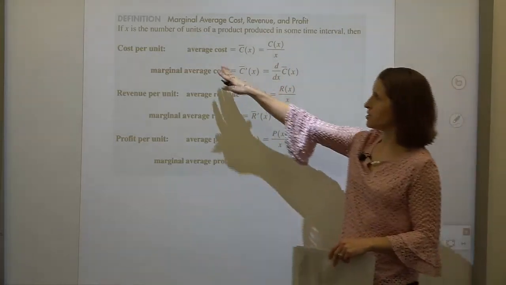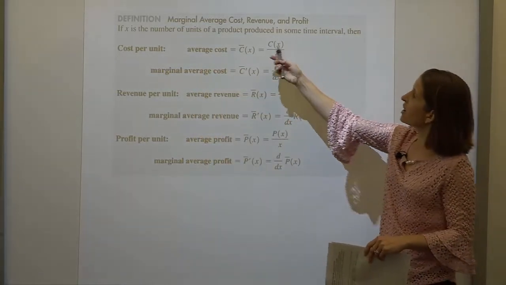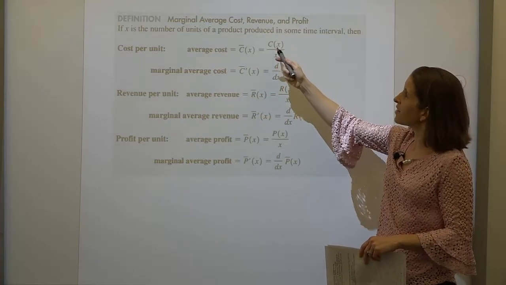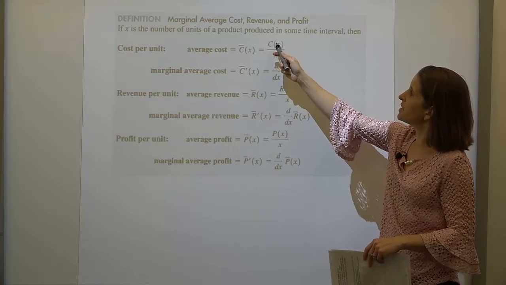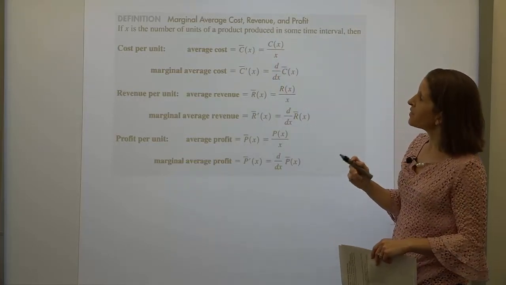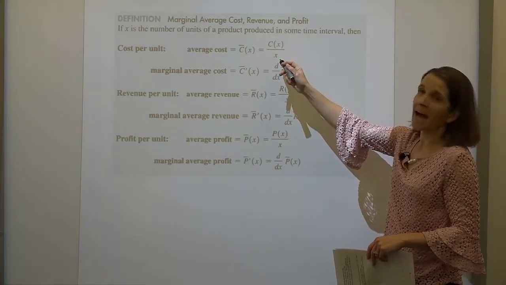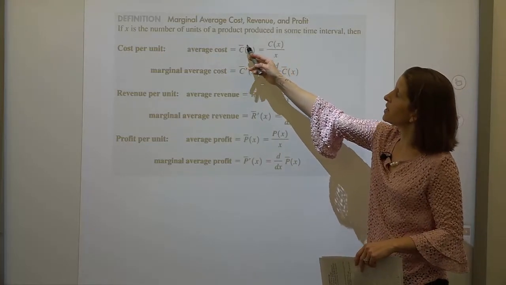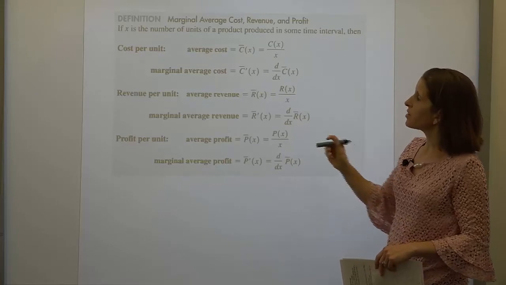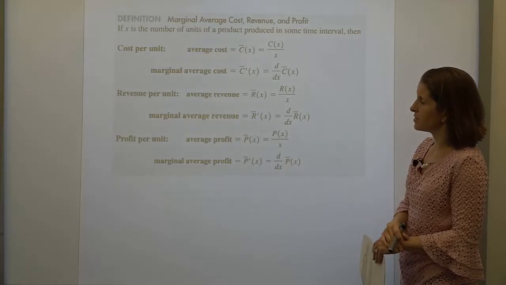So be careful. There's no adding things up and dividing by 2 here, okay? This is saying if it costs that much to make 10 things, right, then on average, so I had said $100, then on average they each cost $10, okay? So average cost, average revenue, average profit are just those functions divided by x. The notation for it is a bar over the C or the R or the P. And we can also have marginal average cost, marginal average revenue, and marginal average profit.